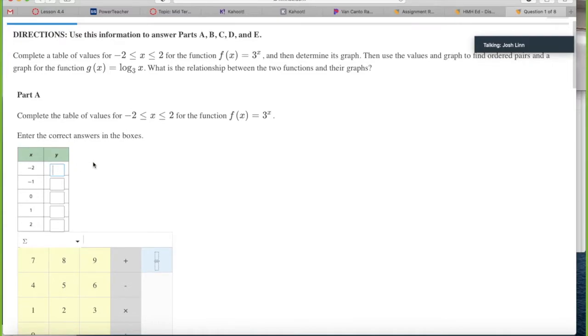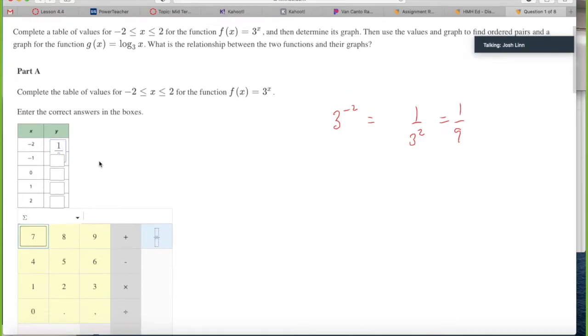Complete the table, f of x equals 3 to the x. First off, we've got 3 to the power of -2, which is the same as 1 over 3 squared, which is 1 over 9. So we'll make that into a fraction. Then we have 3 to the power of -1, which is the same as 1 over 3 to the first, which is 1/3.